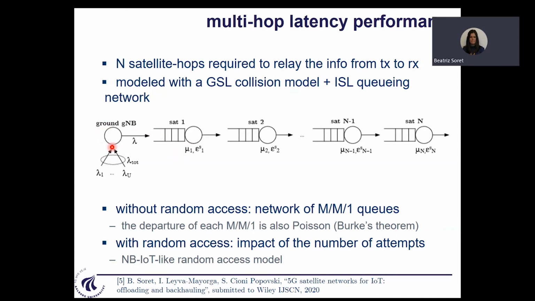And then once we have this in the GSL in the first node, we have a number of satellites that are used as a relay, because we are assuming that the final destination is far away. So you need several of these hops to reach your final destination. And we want to see what's the end-to-end performance and what's the impact of this number of relays. So if we have fewer or more relays.